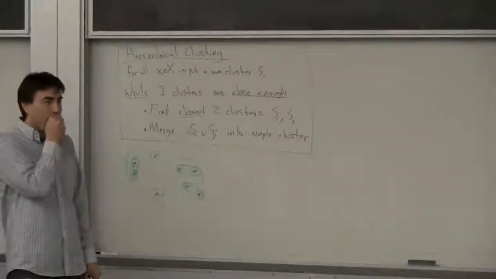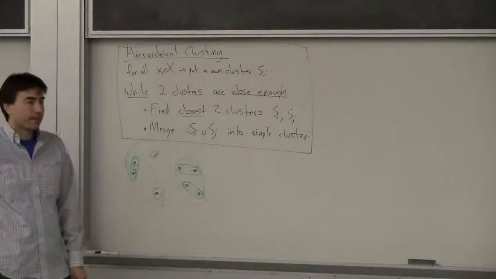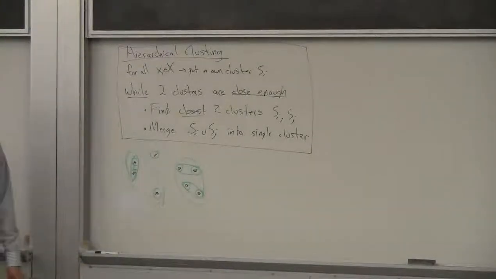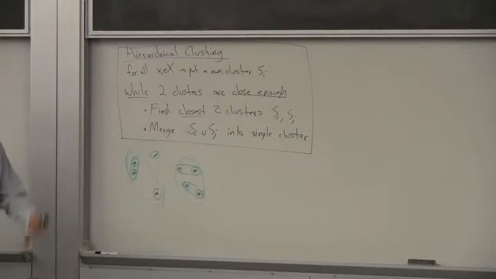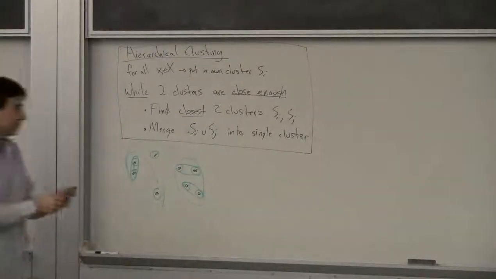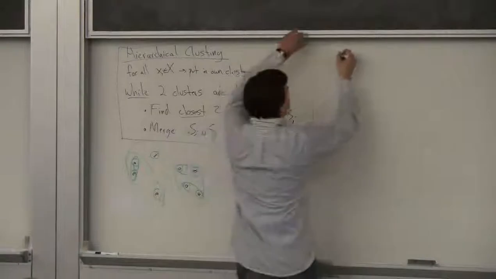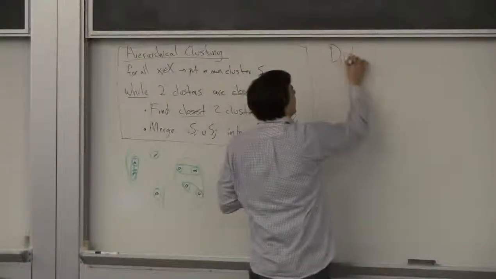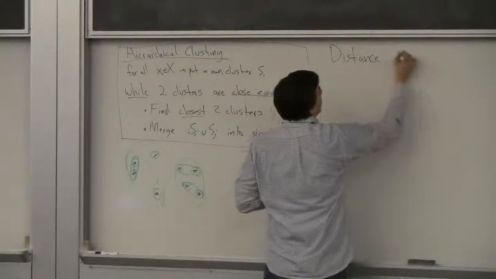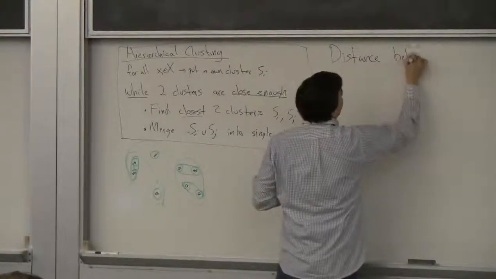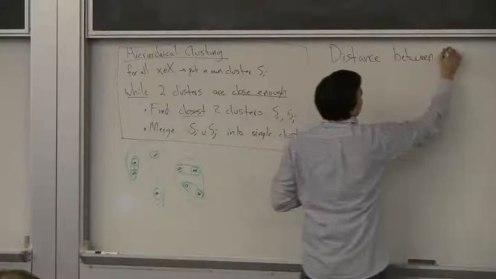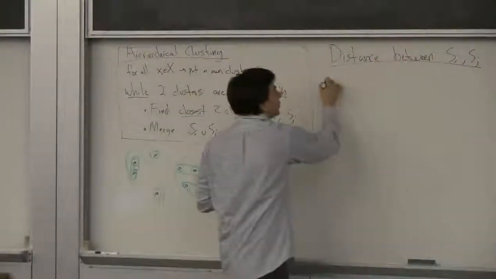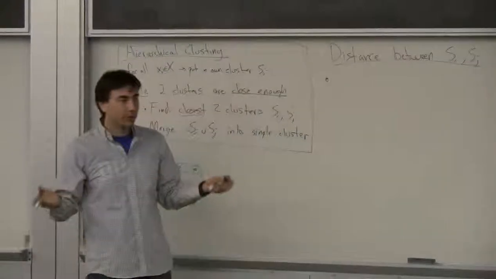So when you already have a cluster of 2 or more points and you're trying to decide if it's close enough to another, how do you get where is that cluster? Is it the center, or is it one of the points in that cluster? Yeah, good, right. So let's talk about this. So the distance between Si and Sj. So how do I measure the distance between 2 clusters?